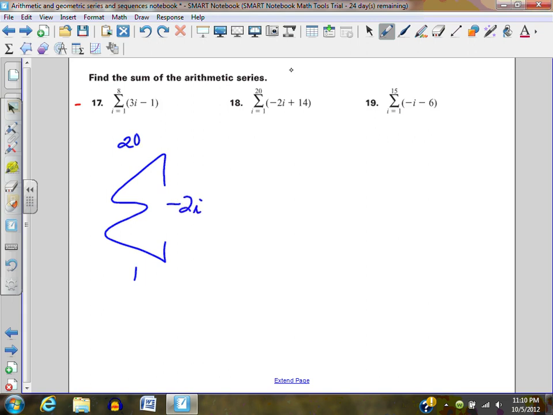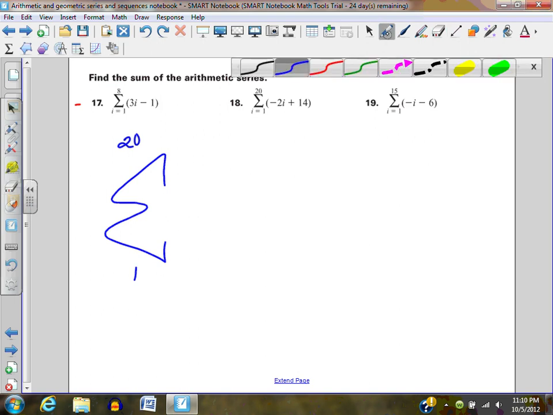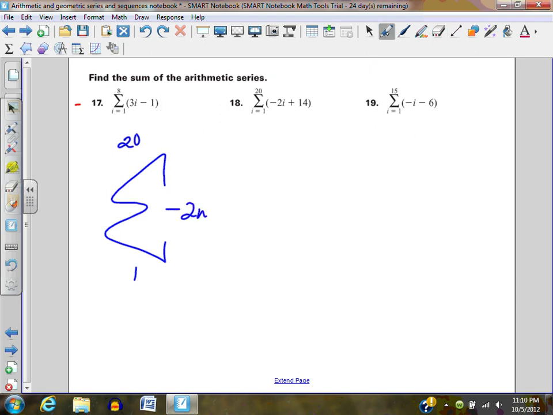Let's do this one. Negative 2n plus 14. So, step 1, plug the lower index in. And you don't have to write it out, because you know the Brooklyn method: negative 2 plus 14 is 12. First number is 12. Now plug in this number. 20 times negative 2 is negative 40, plus 14 is negative 26.